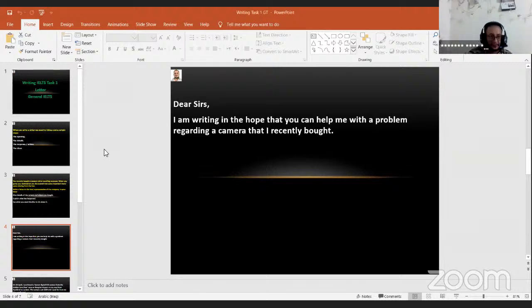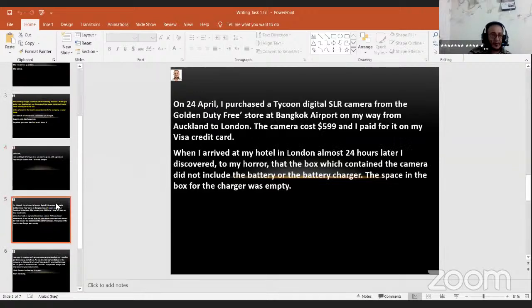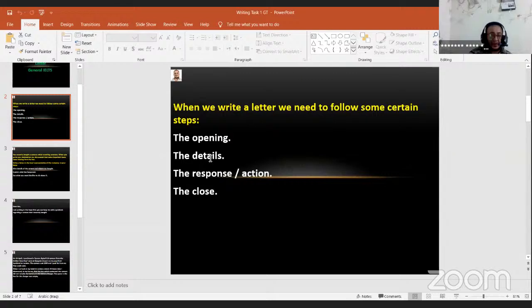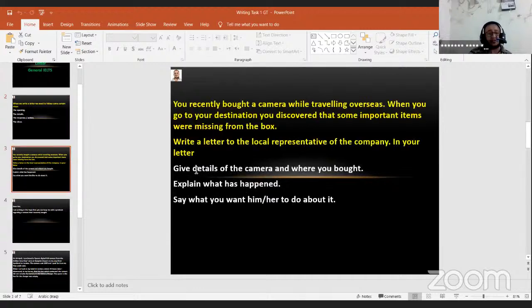let's move on. After writing the opening, we come to the most important thing, the second point, the details. The details here, they asked you two questions about the details. Let's say they gave you 2 points. Give details of the camera and where you bought. Explain what has happened.